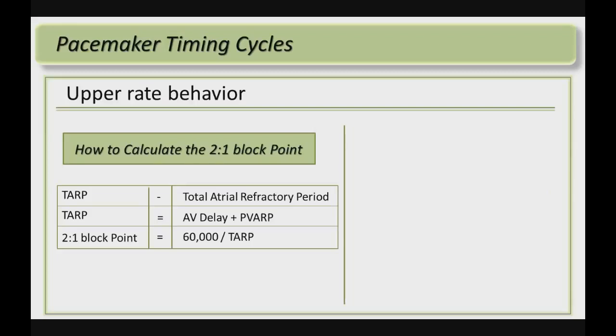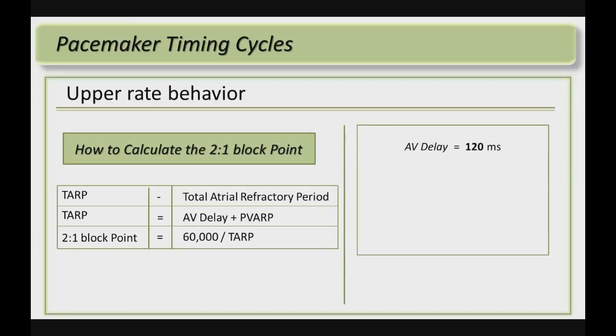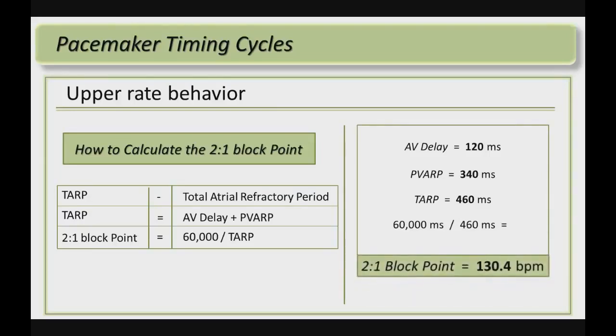Now let's say you have a pacemaker program with an AV delay of 120 milliseconds, a PVARP of 340 milliseconds. That gives us a TARP of 460 milliseconds. So we take our 60,000 milliseconds, divide it by 460 milliseconds, and it gives us a 2-to-1 block point of 130.4 beats per minute.